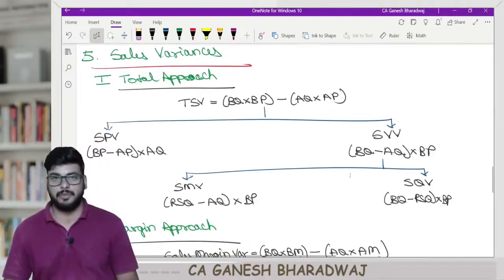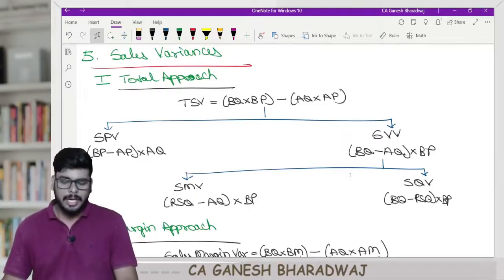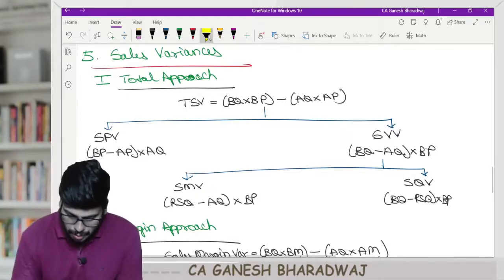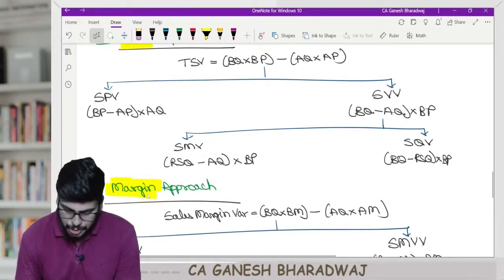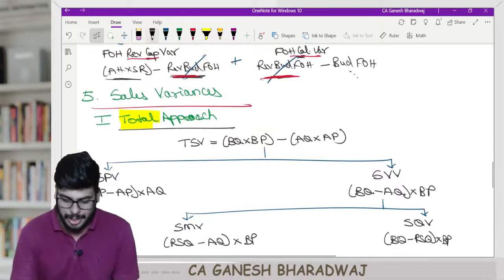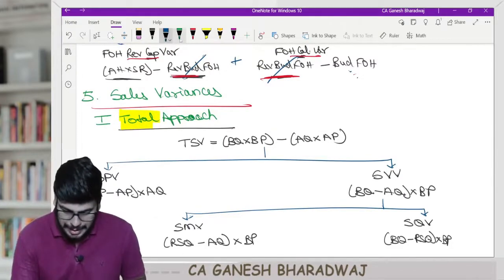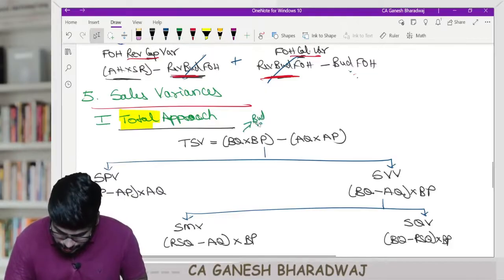Now let's move on to the sales side variances. Number 1, sales variance can be done under 2 approaches. One is called the total approach. The other one is called the margin approach, right? So what does this total approach stand for? Very simple. This total approach basically captures your budgeted sales minus actual sales.